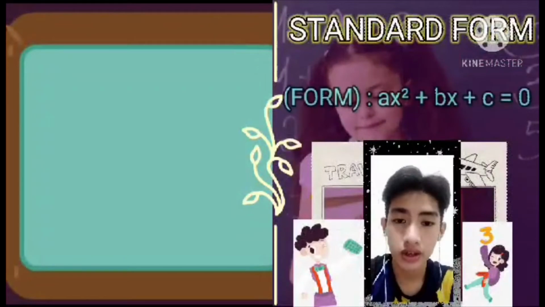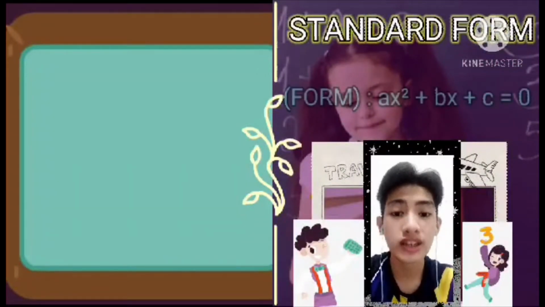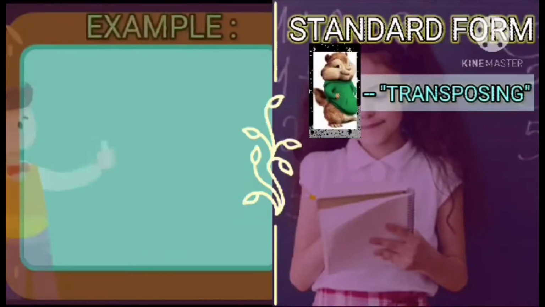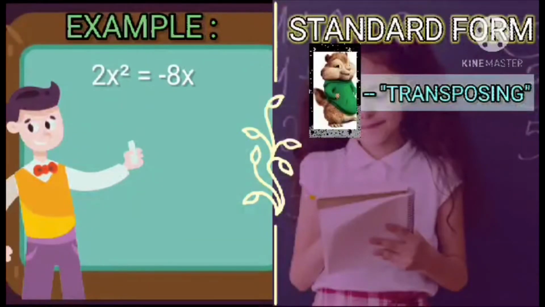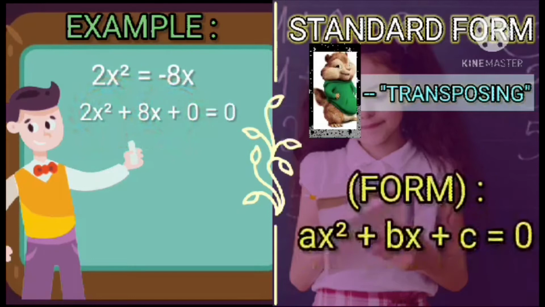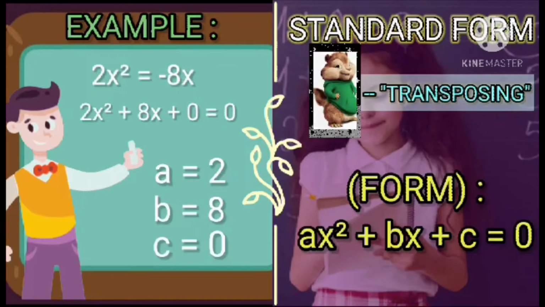Now this is how you turn a simple quadratic equation into its standard form. It actually involves transposing. Example, 2x squared is equal to negative 8x. It will be like this: 2x squared, then transpose the negative 8x to the other side, it will be positive, so plus 8x. Then since we don't have a representation of letter C of our standard form, we will be using 0, so plus 0, then equals 0. So letter A is 2, letter B is 8, and letter C is 0.